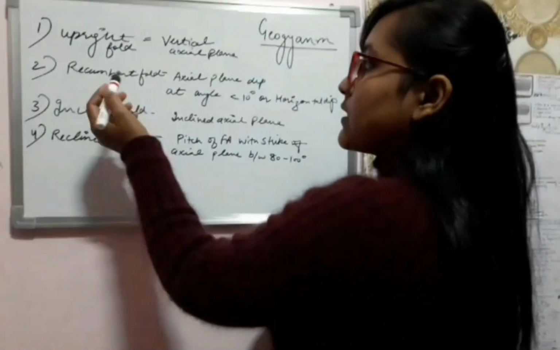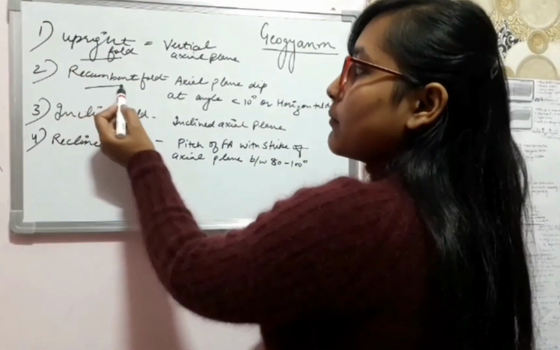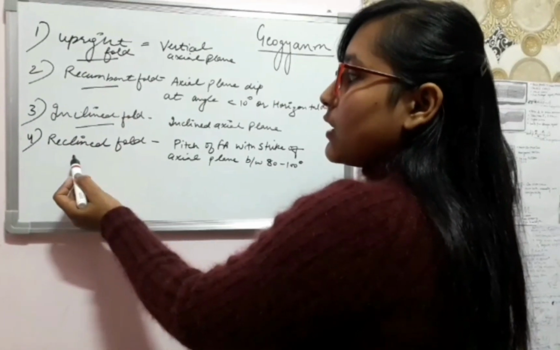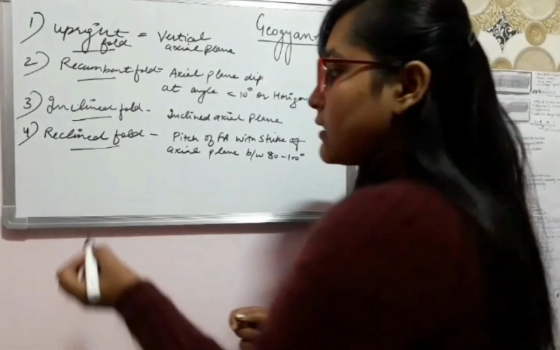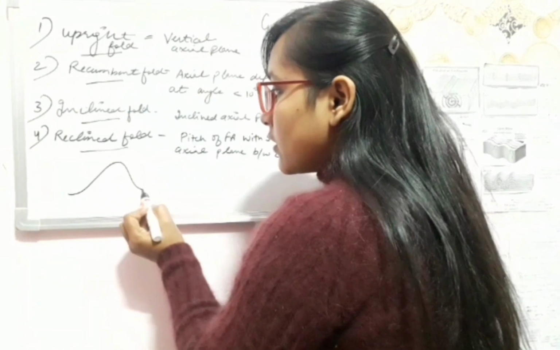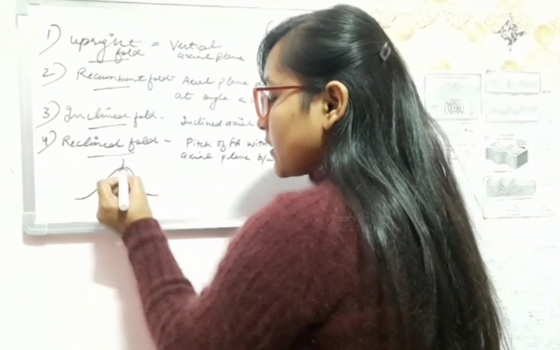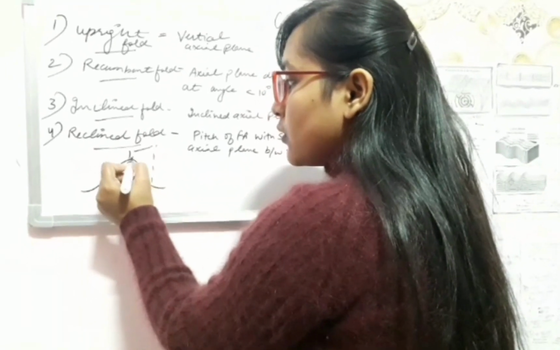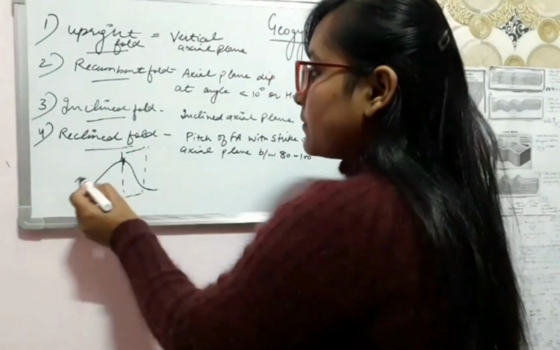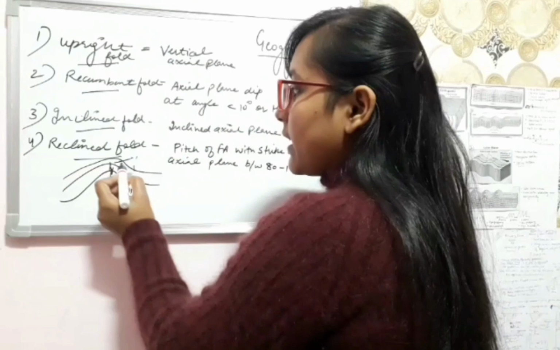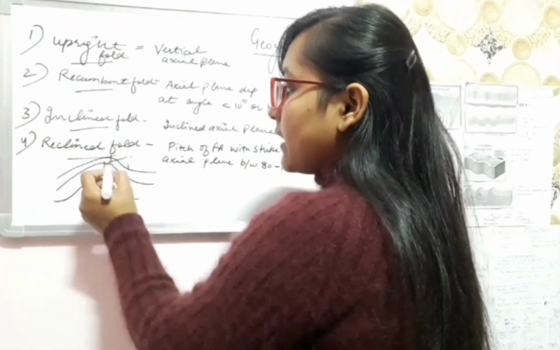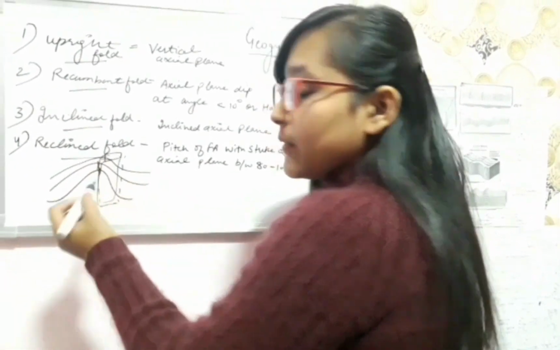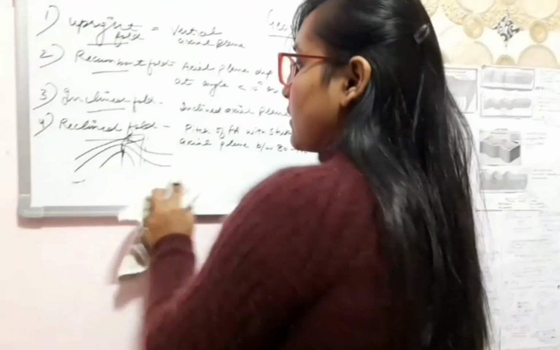Fold on the basis of axial plane: upright fold, recumbent fold and inclined fold, reclined fold. What is axial plane? Suppose this is our fold. Axial plane, it is an imaginary plane which passes through the hinge line. These are hinge line, this hinge point of hinge line. So axial plane will pass through the hinge line or fold axis.